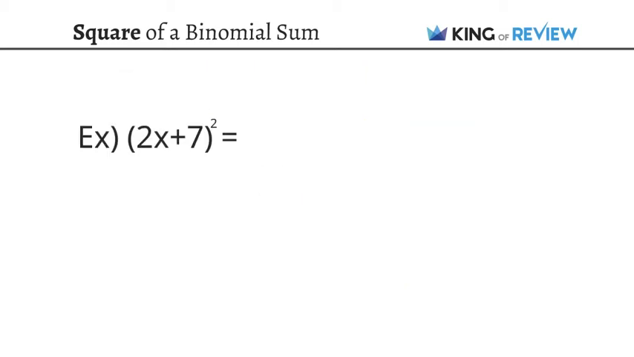Okay, now we have an example. This is a multiplication of this binomial times itself. You always need to remember that. It's very tempting to think that it's just 2x squared plus 7 squared, but no. You have to expand it out.